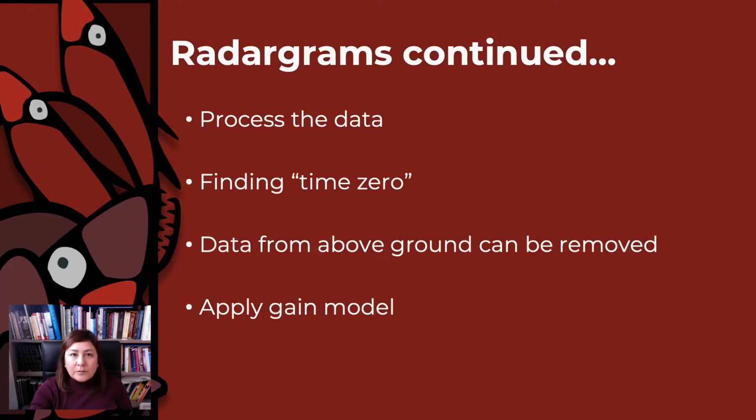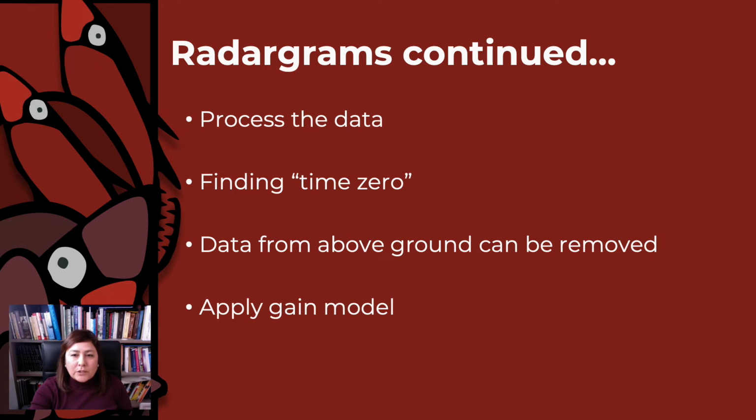The third step is to process the data. This usually involves several standard steps initially, including finding time zero. This means locating the first usable data from when the radar wave hits the ground surface after being emitted from the machine. After finding time zero, the data from above the ground surface can be removed.